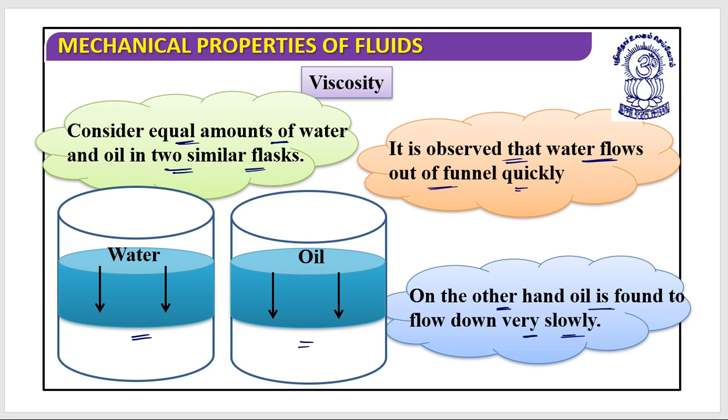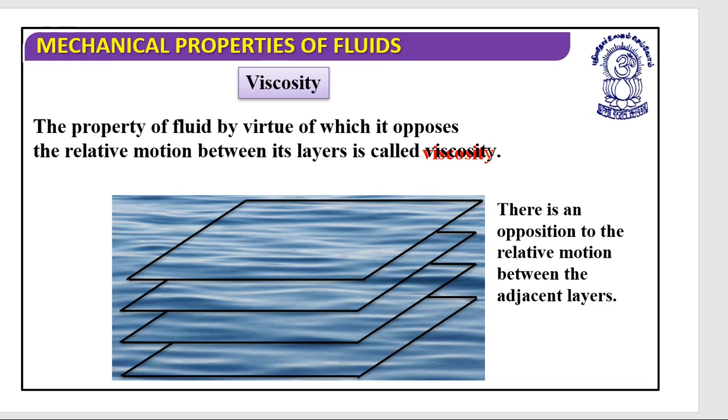So there would be a certain difference between the properties of these two, due to which one of the fluids moves down very easily, while the other takes a certain amount of time to get down. What is it? Let's have a look. It's viscosity. It is the property of a fluid by virtue of which it opposes the relative motion between its layers.